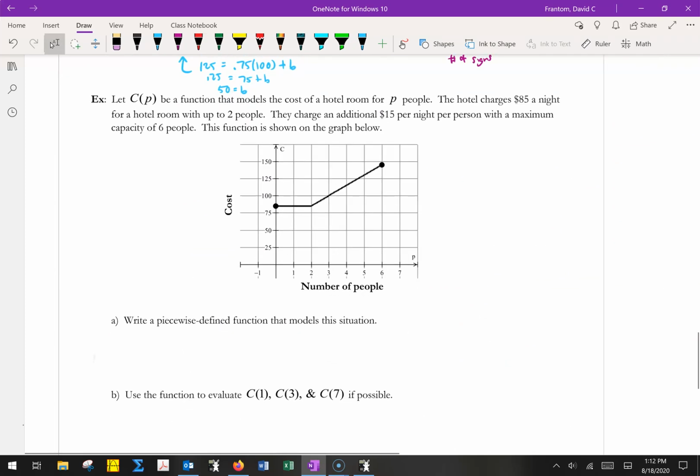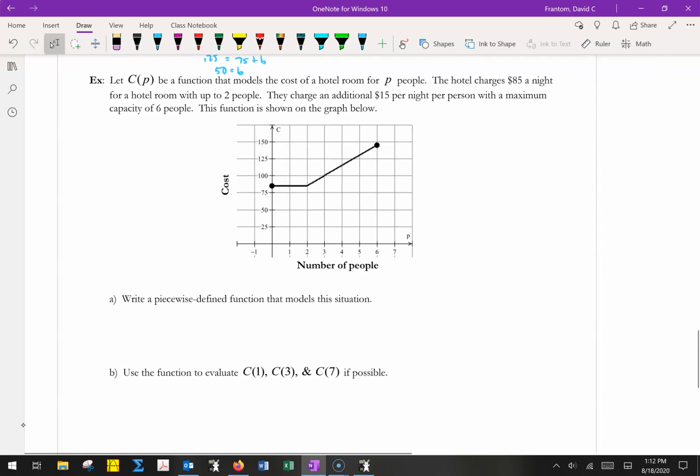So let's take a look at one more example. So notice this one, it already gives us the graph. So we are being given a function C of P. That is the cost of a hotel room for P people. So the hotel charges $85 a night for a hotel room with up to 2 people. So notice on the graph, it is $85 up to 2 people.